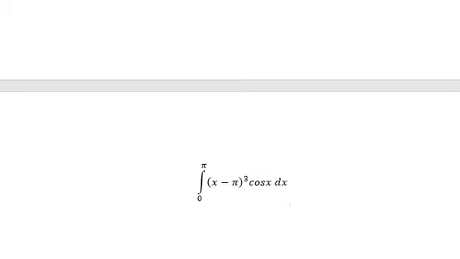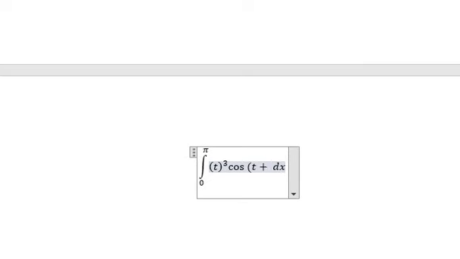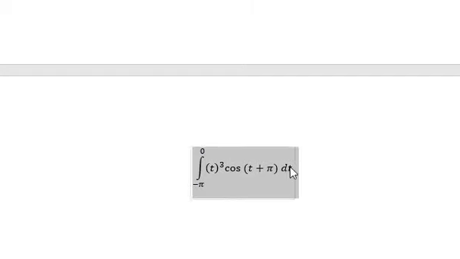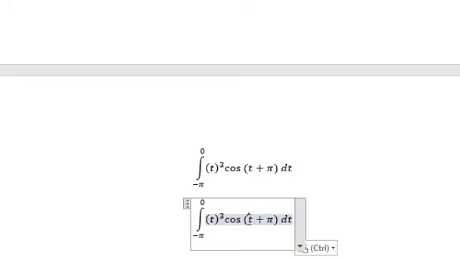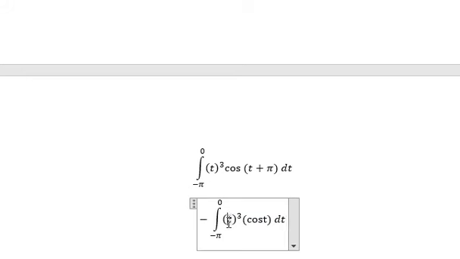So we change s minus b into t. Cosine s we change for cosine of t plus b. ds we change for dt. 0 we change for negative b, and b we change for 0, and this one is similar to the first one we just did in here, and that's negative cosine t. And then we change t go back to s.